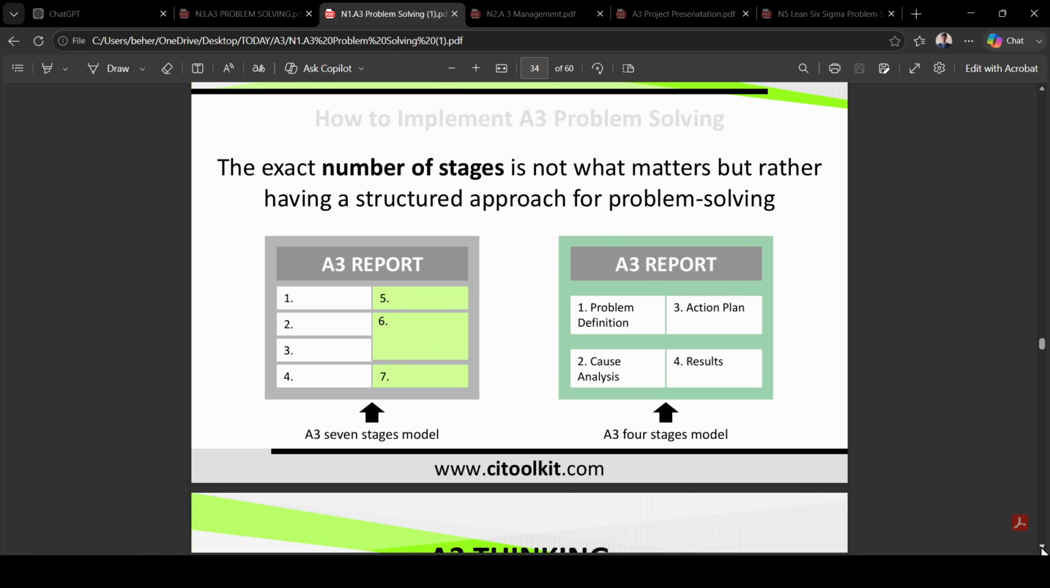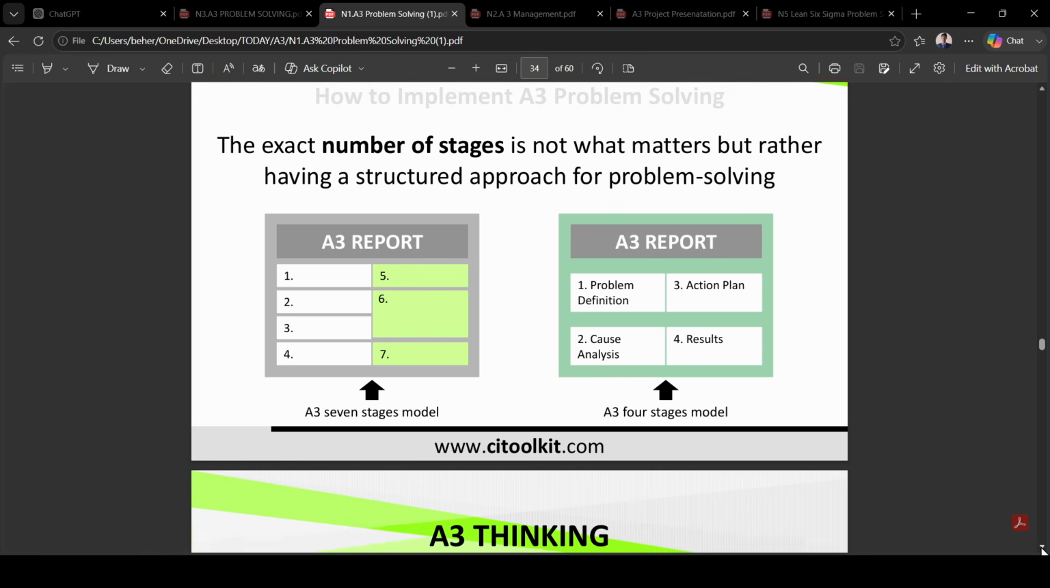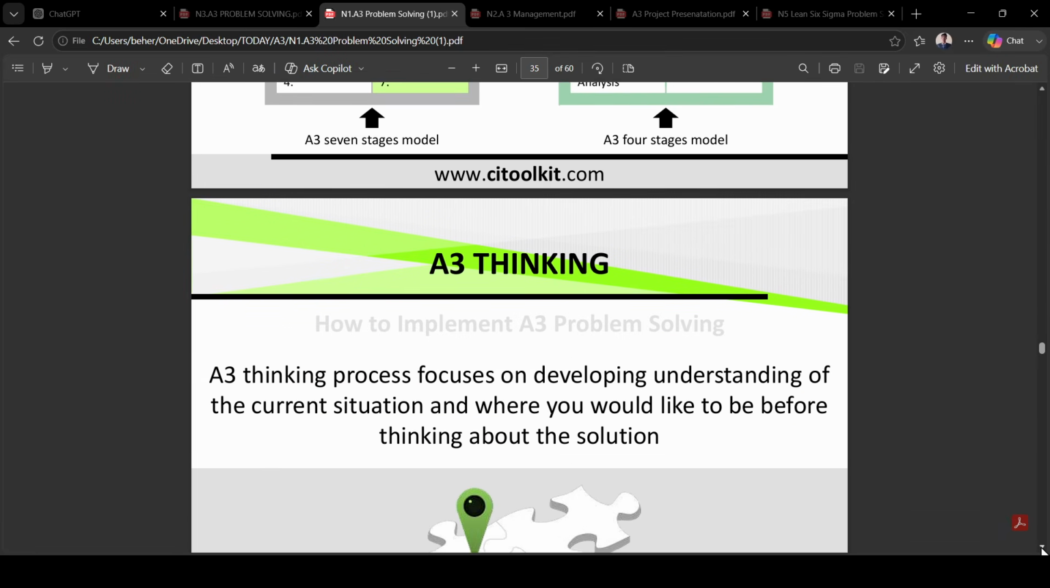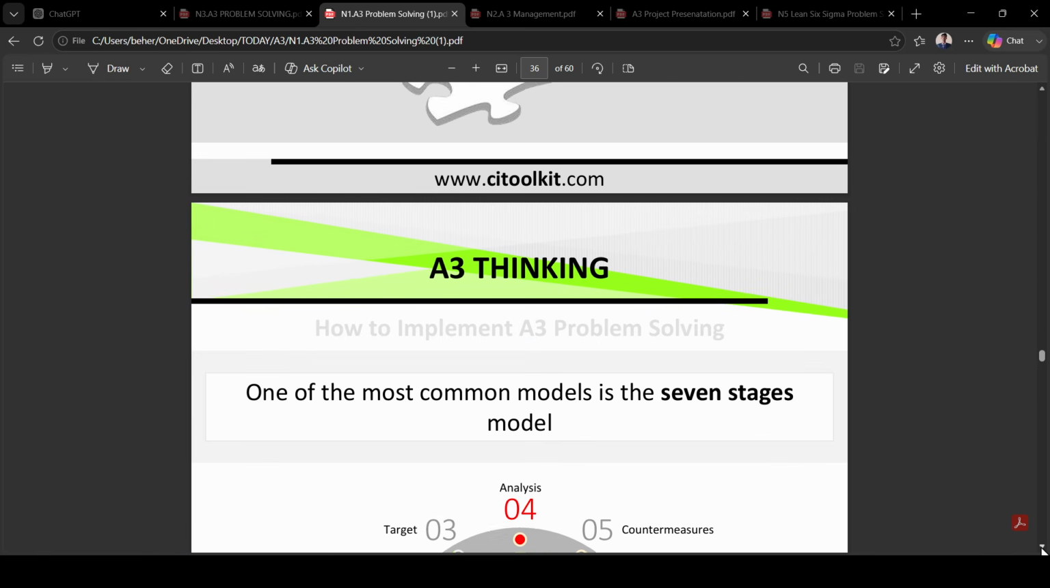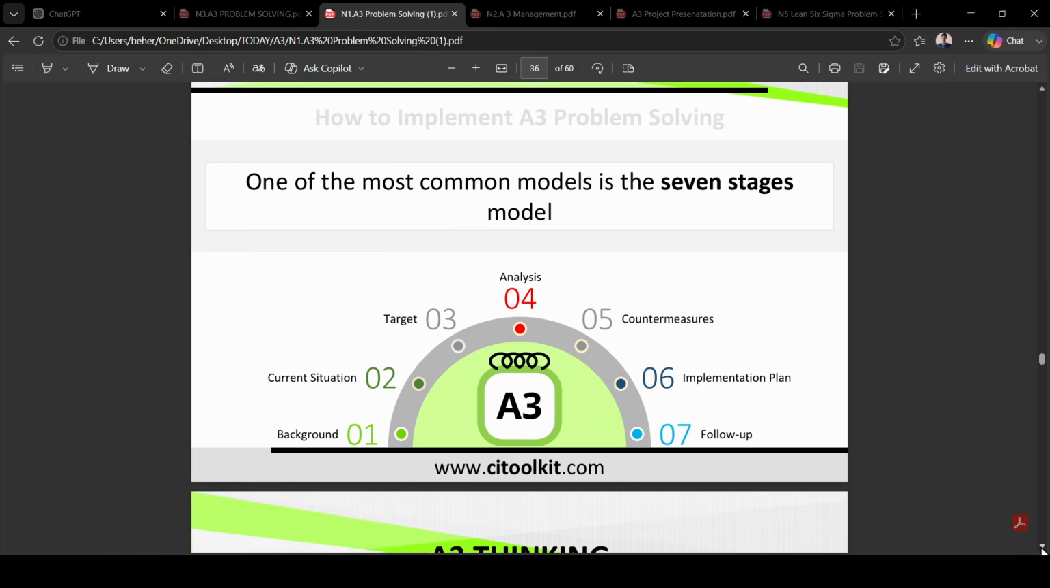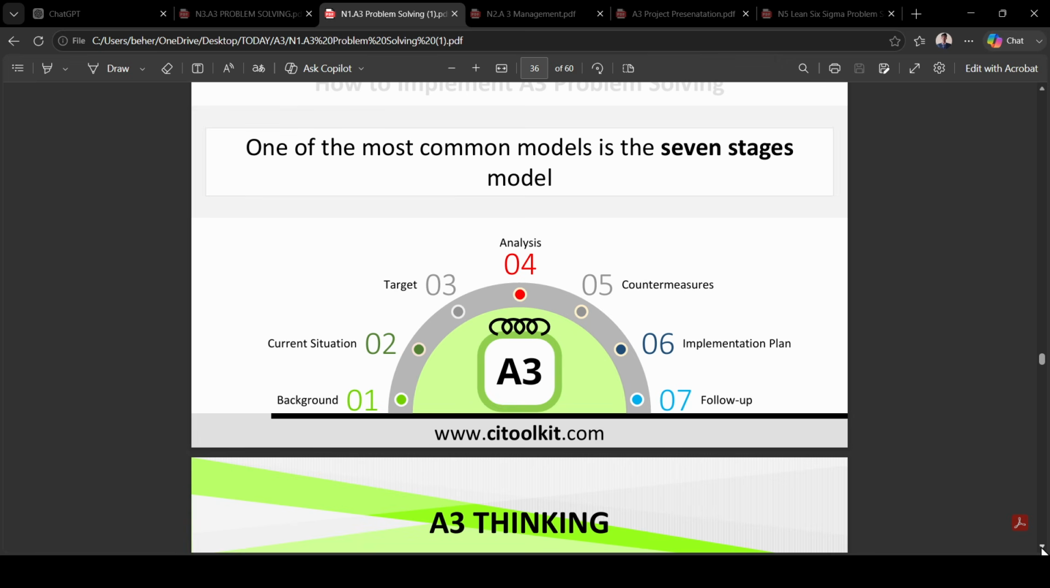A3 report: problem definition, action plan, project analysis, results. A3 seven stages model, A3 four stages model. A3 thinking process focuses on developing understanding of the current situation and where you would like to be before thinking about the solution. So one of the most common models is the seven stages: background, current situation, target, analysis, countermeasures, implementation plan, follow-up.